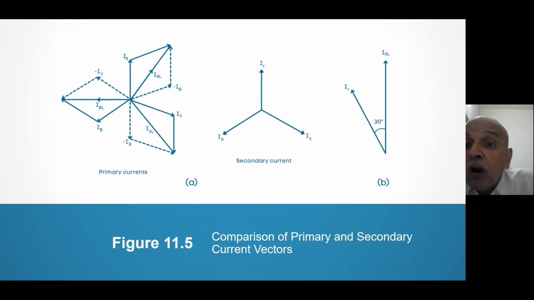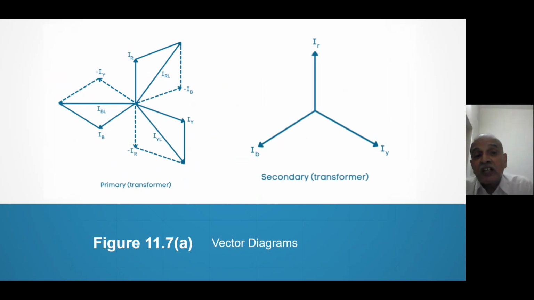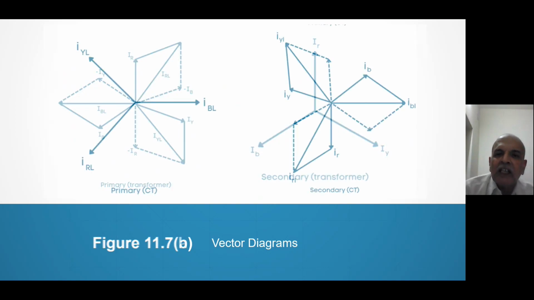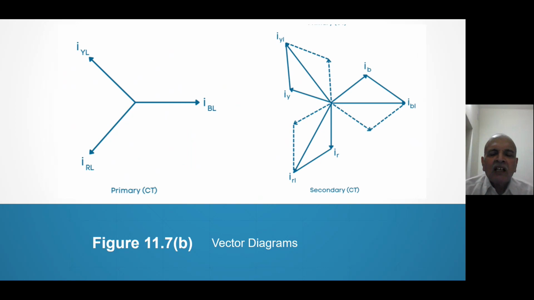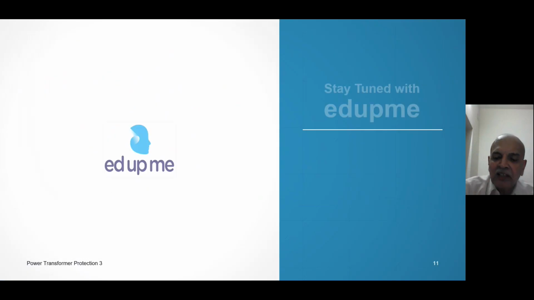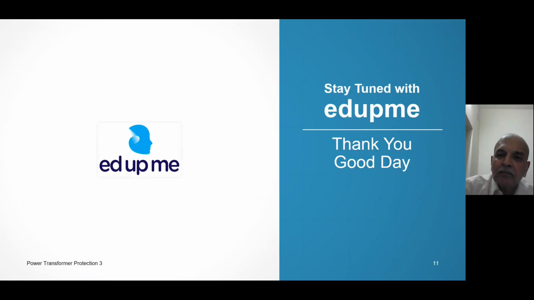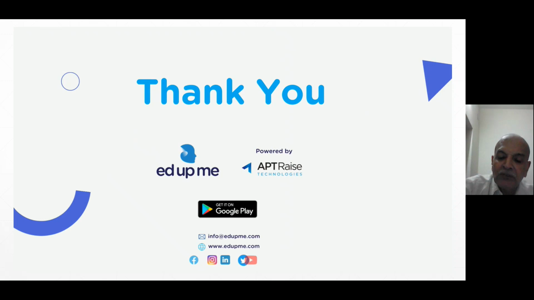Now, how to avoid this 30 degree phase shift? For avoiding the 30-degree phase shift, what you have to do is this. You have to connect. I'm sorry, some slide has missed.